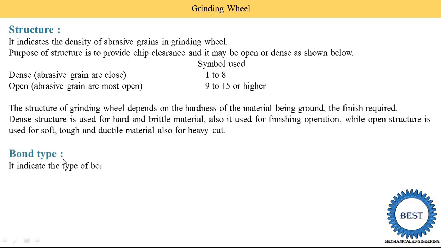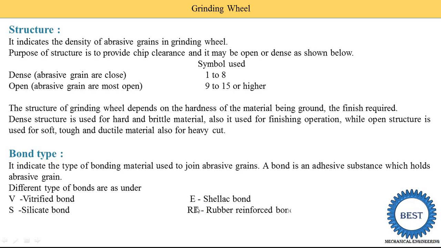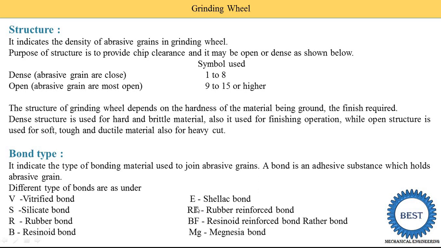Next one is the bond type. It indicates the type of bonding material used to join the abrasive grains. A bond is a substance which holds the abrasive grains. Bond means it sticks the abrasive particles. Okay, so the different types of bonds are as under. V means vitrified bond, then various other bond materials are used, such as E, R, RF, B, BF and MG types.